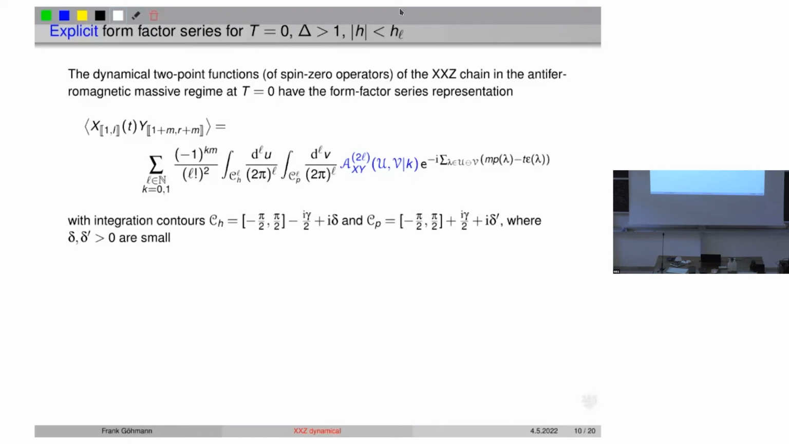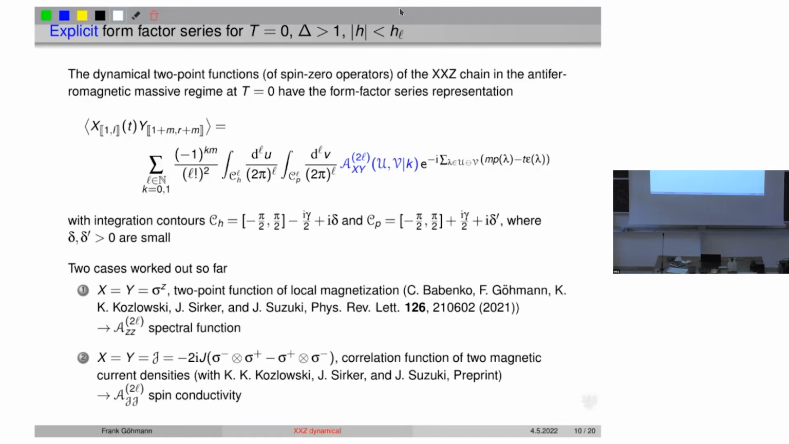Okay, so these amplitudes are the new things. The blue thing: we were able to get explicit expressions for these amplitudes, and so far we worked out two cases. One is when the operators x and y are two Pauli matrices, sigma z and sigma z, both the same. And the other case, which is in the preprint, is when we have a two-site operator here, which is also spin zero. So we take for the amplitude this minus plus, minus plus minus, okay?